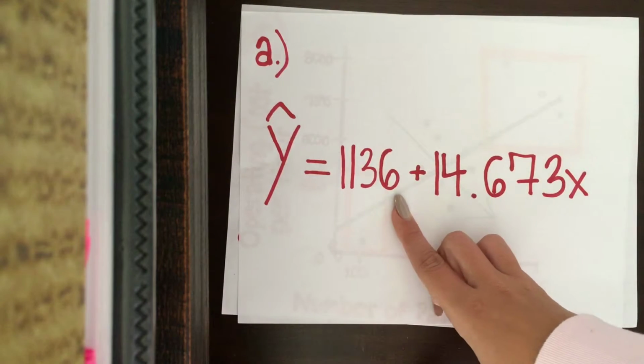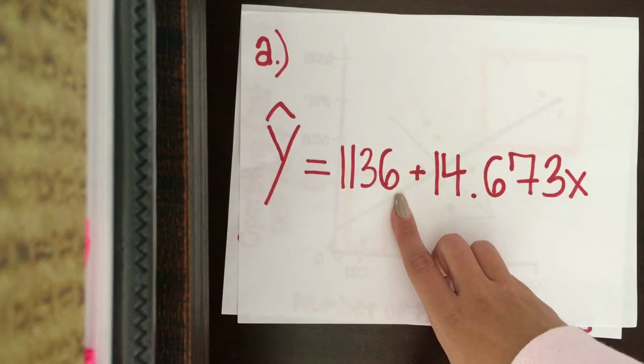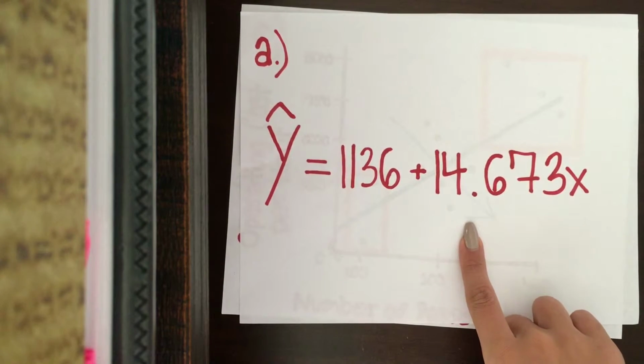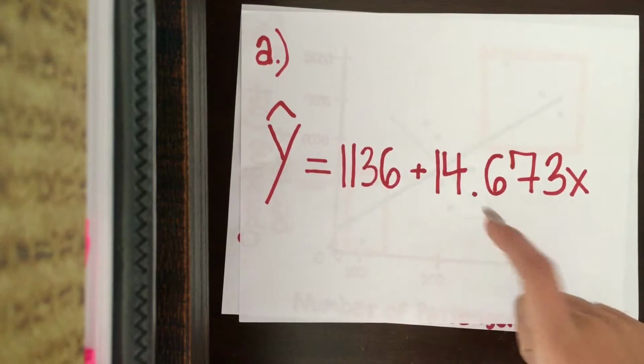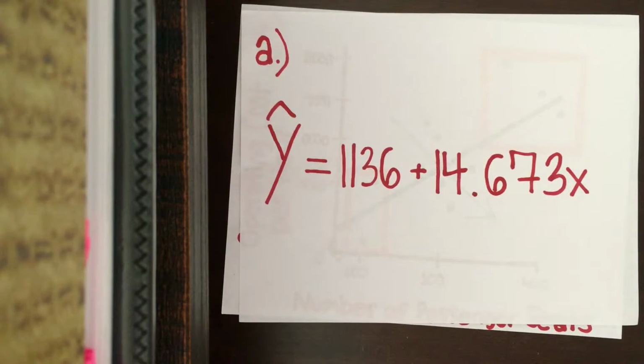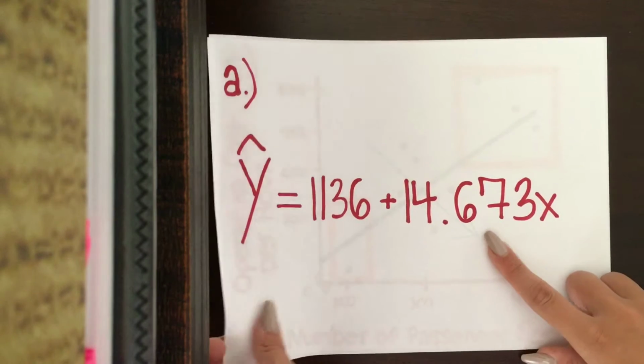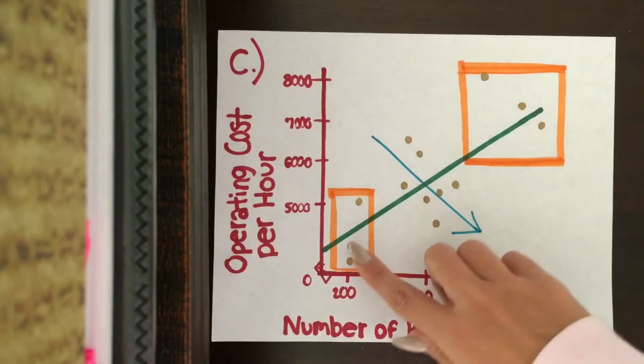So because A is 1,136, it equals the constant for the operating cost per hour. B is 14.673, which represents the number of seats in the plane. B is also the slope. This means that it represents the number of seats that increase for every increase in the operating cost. That can be seen right here in our scatter plot.